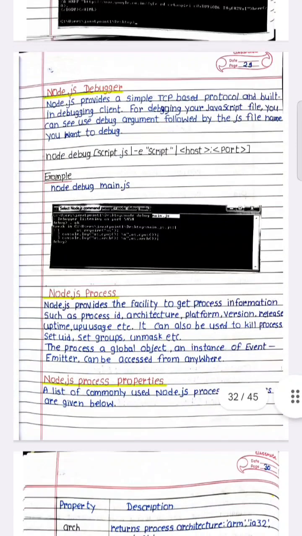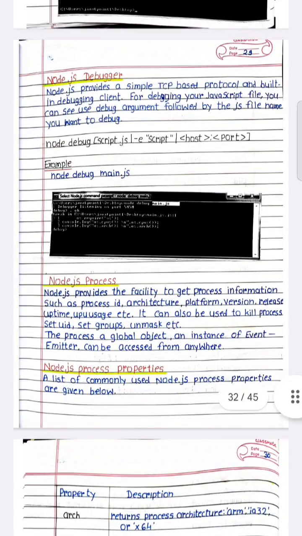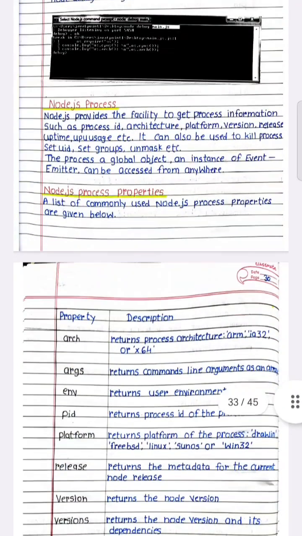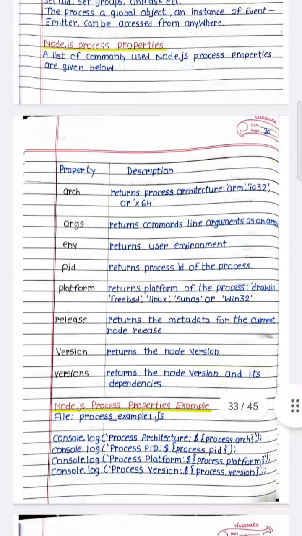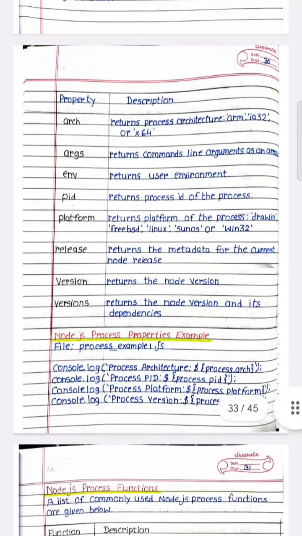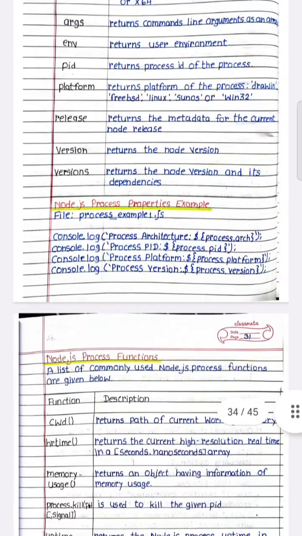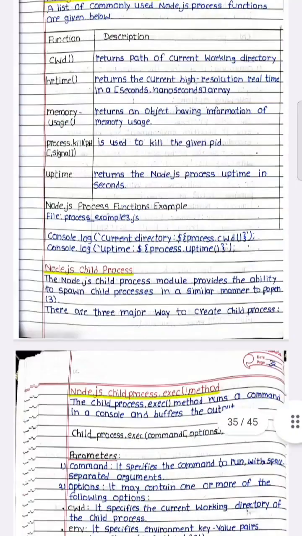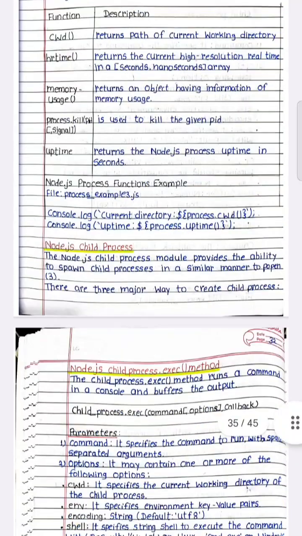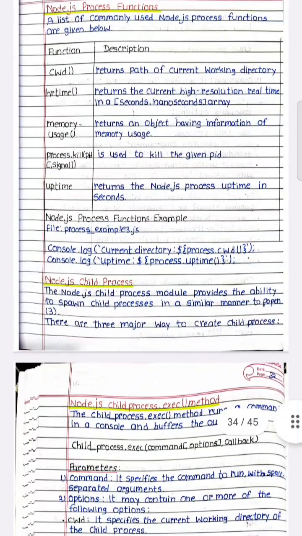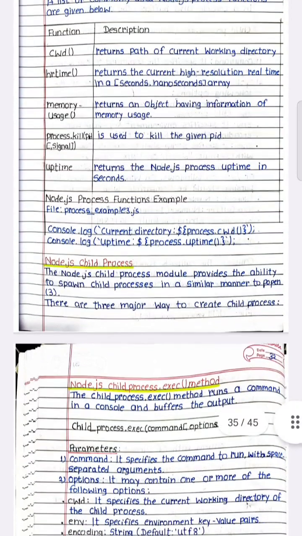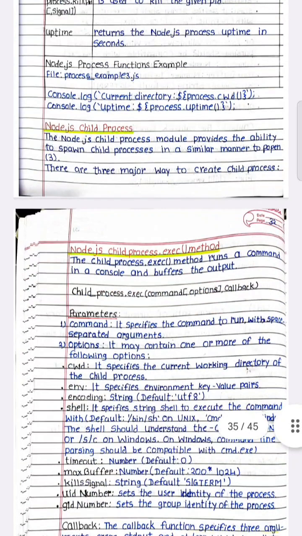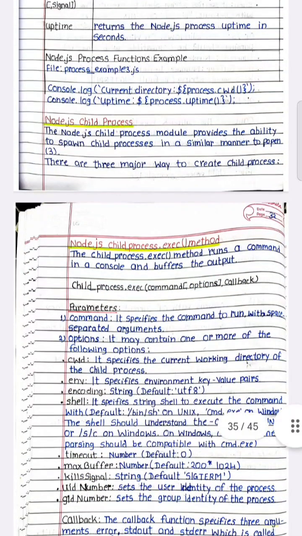Here we are writing the debugger code, with the host name and port name, and then executing it. We are writing some properties and descriptions, and Node.js process properties like arch, argv, env, pid, platform, release, versions, etc. Lots of things are there; you can study one by one. There are also process functions like cwd, hrtime, memoryUsage, and uptime. Child functions are also there.